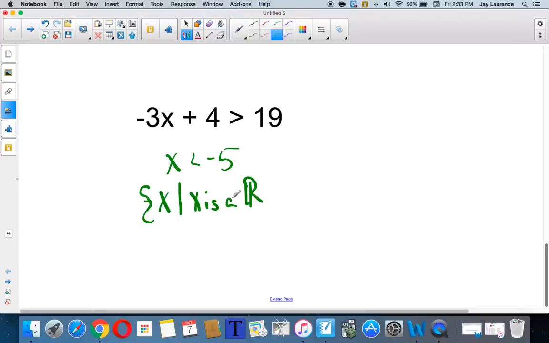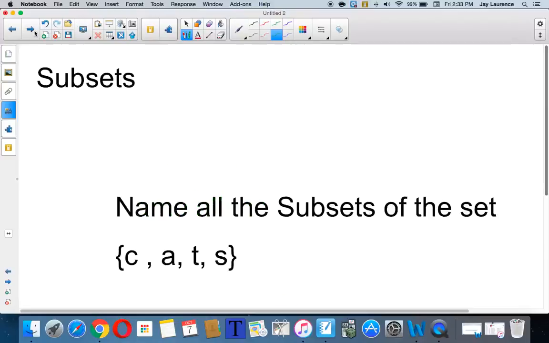Okay, so the set of x such that x is a real number where, and then I just put x is less than -5. Okay, and yet this stuff is really easy. Really easy. Just had to give you the notes. All right, so let's move on here.